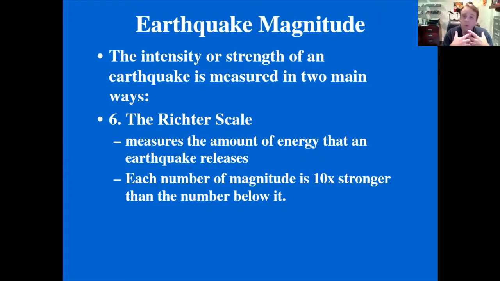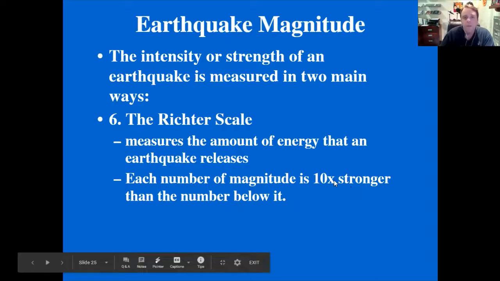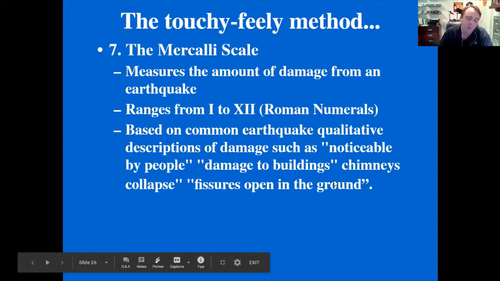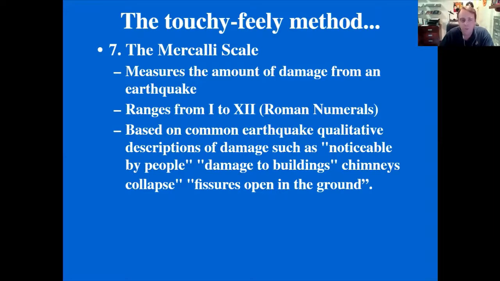And it's very empirical. It's based on actual seismograms. It's looking at the amplitude, basically, of the wave on a seismogram. The other way to measure an earthquake is more the touchy-feely method. It's an older method. It's called the Mercalli scale. And the Mercalli scale really is just a ranking of what people experience during the earthquake. And so it measures damage, but from the perspective of people. So it's basically a range of Roman numerals, 1 to 11 or 1 to 12.